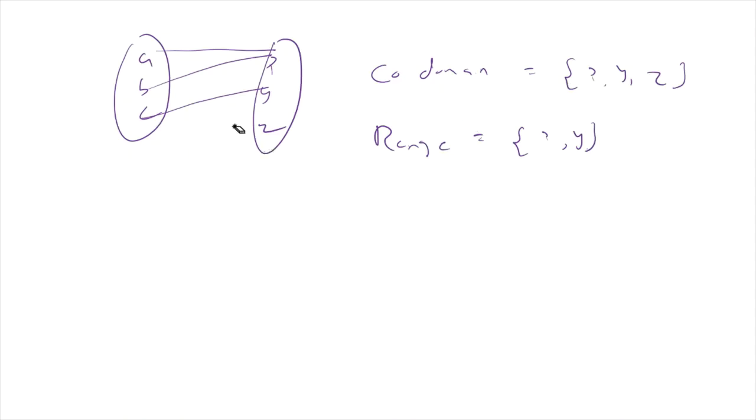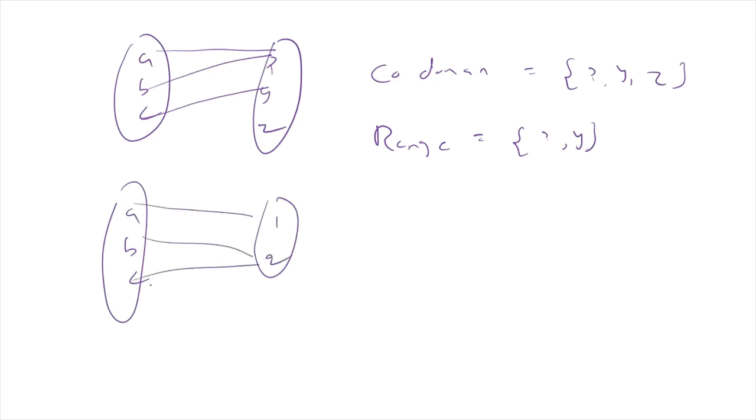So by a surjection what we mean is none of the elements in the codomain should be vacant. Here the element Z is vacant. So if none of the elements in the codomain is vacant, then we can say that the function is going to be a surjection. Suppose you take this example. A, B, C, 1, 2. A is mapped to 1, B is mapped to 2 and C is mapped to 2. Now this is an example of a surjection.